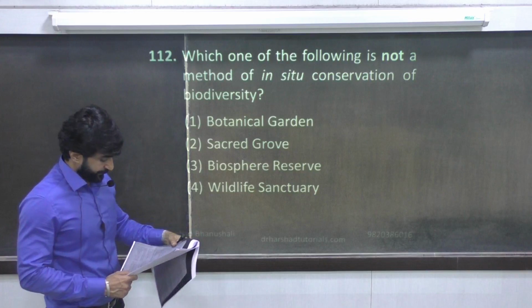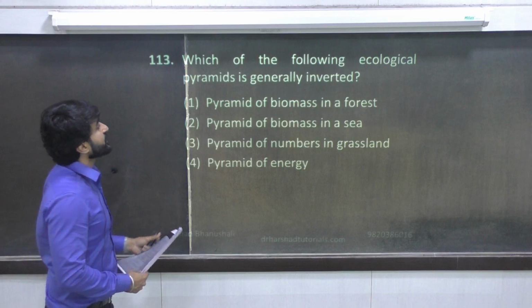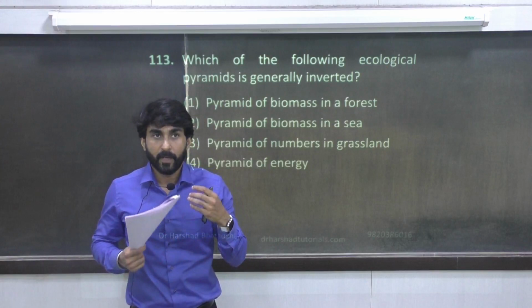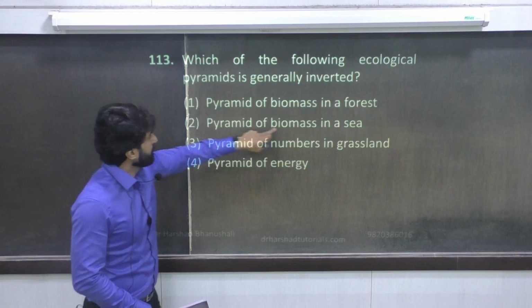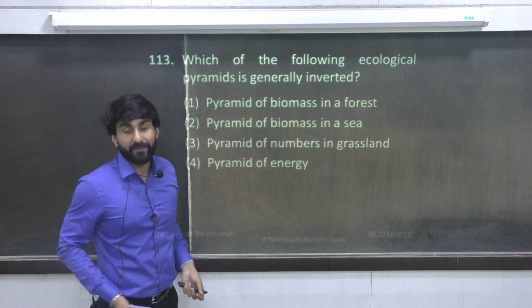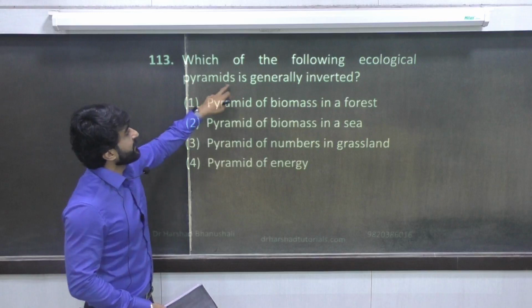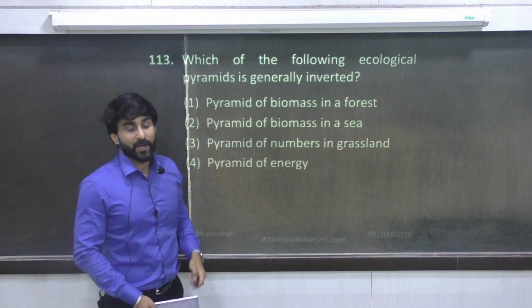Which of the following ecological pyramids are generally inverted? It's a very common question, as you know, about the inverted pyramids. You have the pyramid of biomass in the sea. Straightforward question. It's always generally inverted. This is the answer for inverted pyramids. Almost every student knows the answer. It's something which is expected to come. 113, they have asked about generally inverted. The answer is statement number 2, pyramid of biomass density.